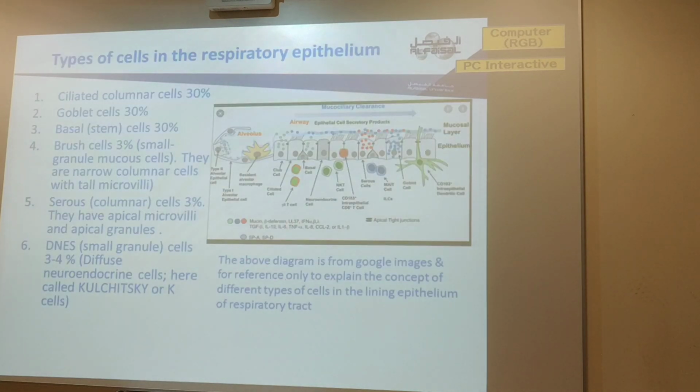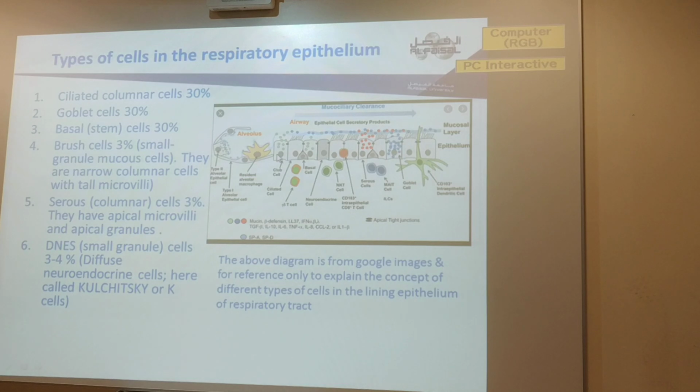Now, 2 more slides for your concept, and then I think, look at this. Please remember, this diagram I have taken from Google Images. There are some labels here which do not match with the names of the cells which I have mentioned, because the text reference is different. So this is one explanation. I want to give you this concept. Look at this. This is an epithelium, and this is the basement membrane of the epithelium.